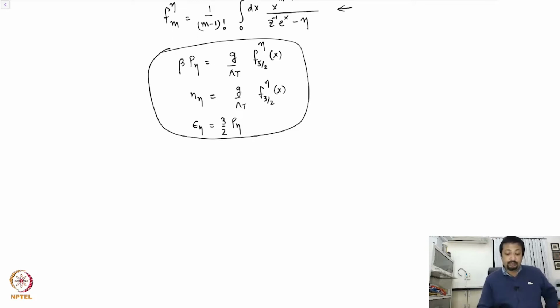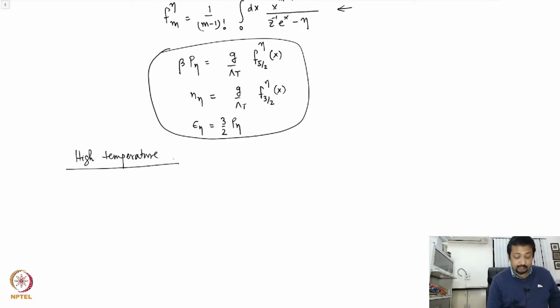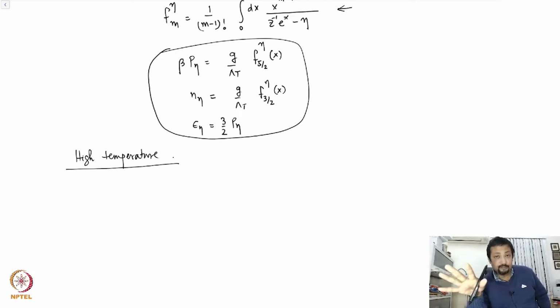Now first, what I want to do is look at the high temperature limit. The reason I want to look at the high temperature limit first is here I can take care of both the ideal fermionic gas and ideal bosonic gas using the same formalism. I don't have to do anything special. It's the low temperature limit which has to be treated separately, right?